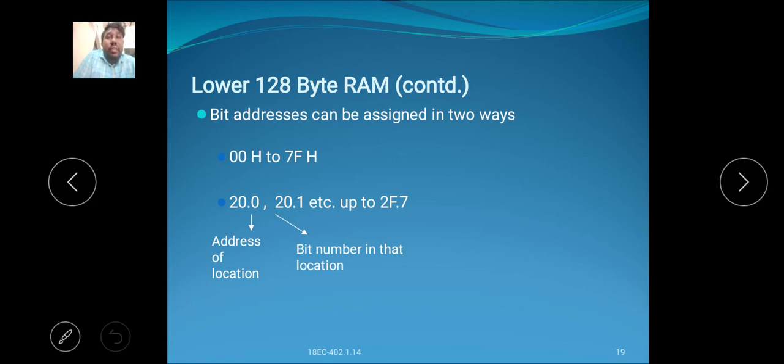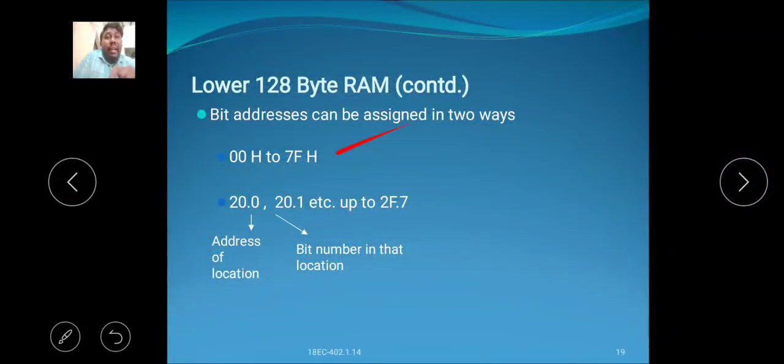The first way is bit addresses 00H to 7FH. The second way is the address of the location followed by the bit number: 20.0 represents the address of the location, then 20.1, and so on up to 2F.7, where the number after the dot is the bit number in that location.